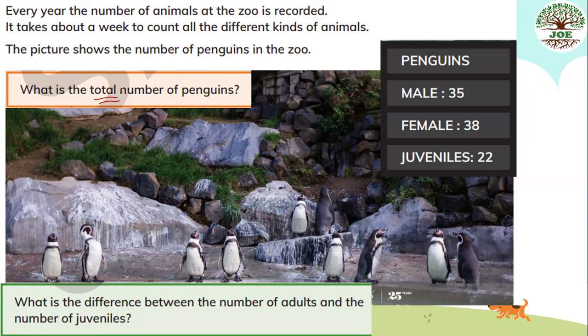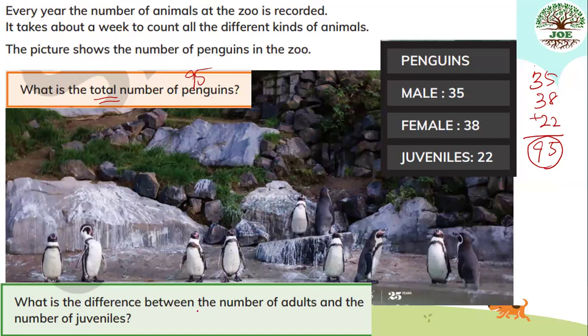Okay, total penguins are 35, 38, and 22. We have to sum up. The answer is 5 plus 8 is 13, 5, 1, 9, 6, 7, 95. Total 95 penguins. The total number of penguins is 95.